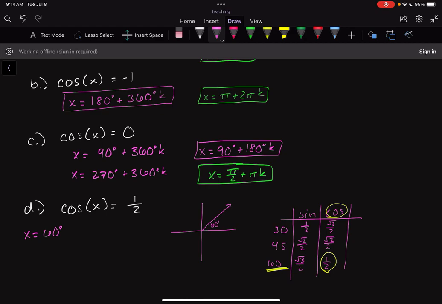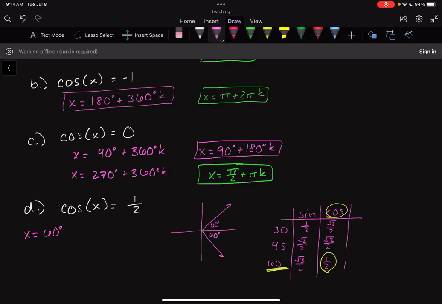But there's another place that cosine is positive and can equal 1/2. So I want you to think about where cosine is positive. It's positive in quadrant 1, and it's also positive in quadrant 4. So that means there's also a quadrant 4 answer to this problem that has a reference angle of 60 degrees. So there are actually two different answers for this one. Both need to be included.